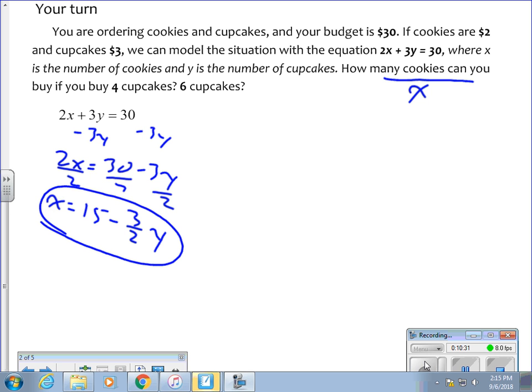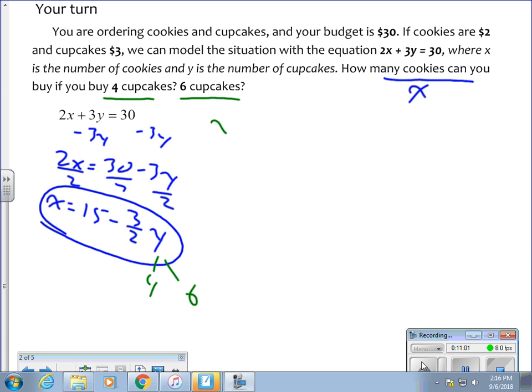And now we need to use that for if we buy 4 cupcakes or 6 cupcakes. So here's what you're going to do. You're going to put 4 in for y, and then you're going to put 6 in for y. Put 4 in for y, see what you get. Put 6 in for y, see what you get. Trust me, it looks nastier than it will be, but I want you to do that.